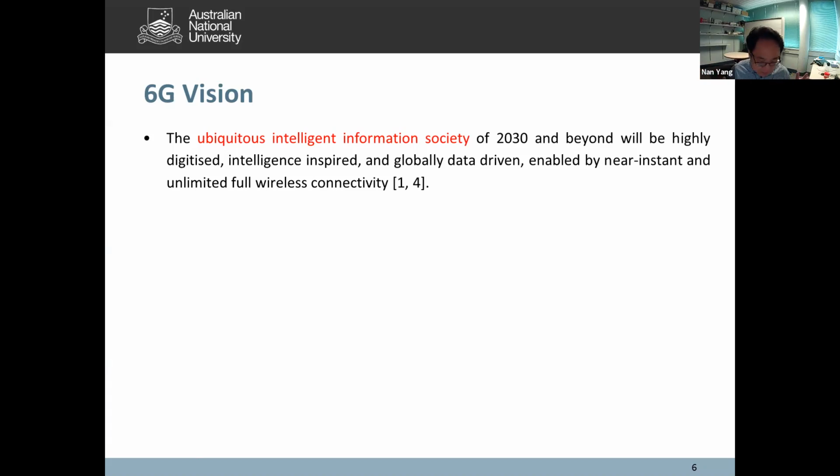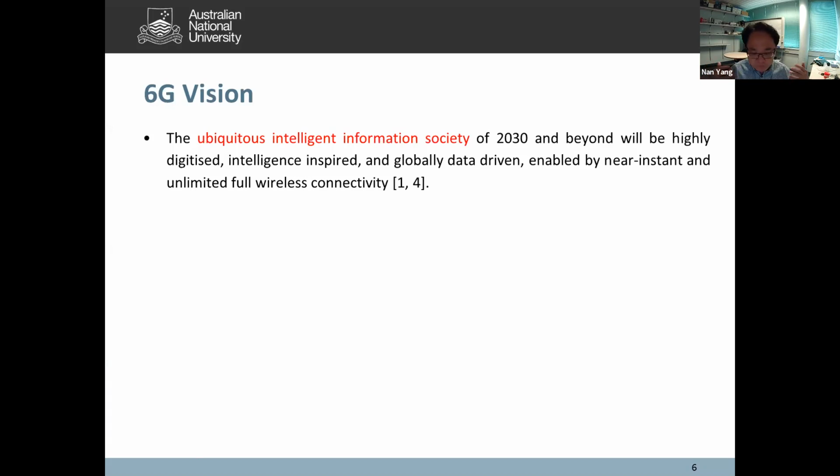And if you look at the recently published magazine papers, news articles about 6G, the viewpoints from different people, from different research groups, from different industries, are somewhat different. But if we gather these different perspectives together, we can find something in common.